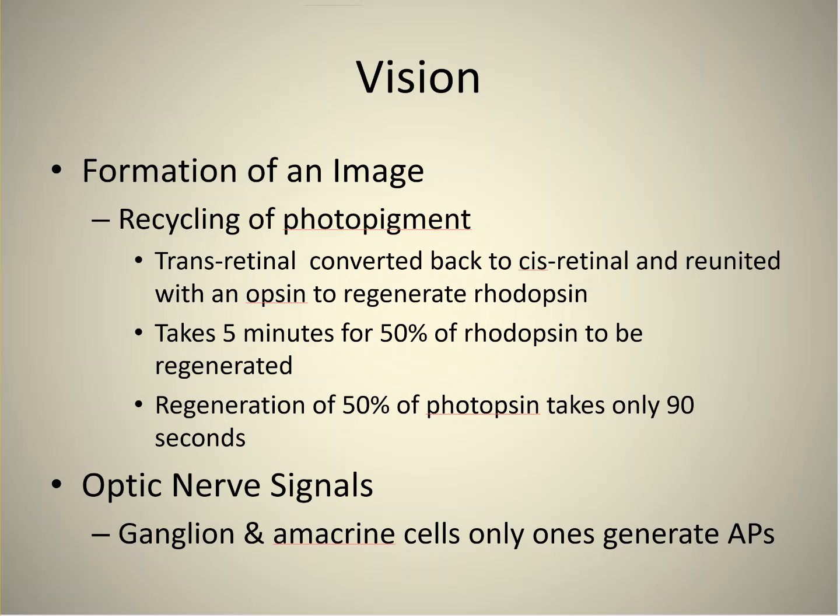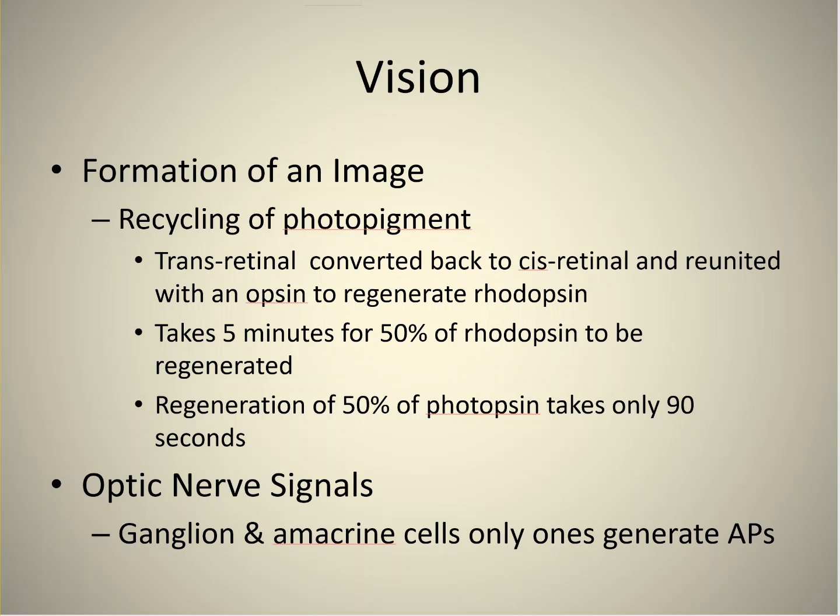Slide 63 talks about the recycling of photopigment. Trans-retinal is converted back to cis-retinal and reunited with opsin to regenerate rhodopsin. It takes 5 minutes for 50% of rhodopsin to be regenerated, but regeneration of photopsin takes only about 90 seconds. So it's really quick. And we'll see the importance of this in what's called light and deep dark adaptation in the next video. And then optic nerve signals.